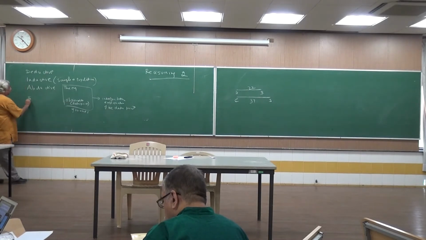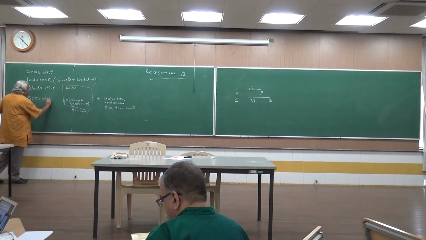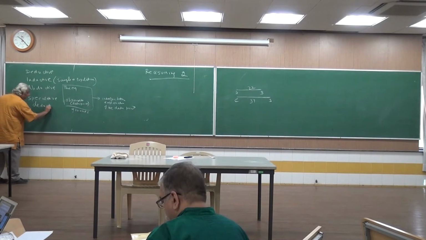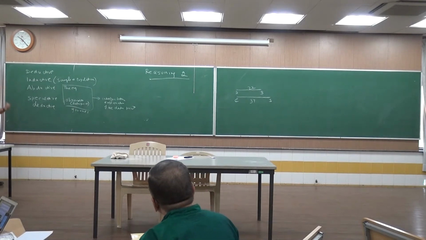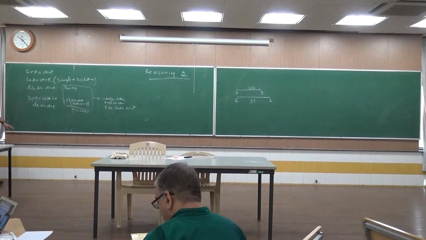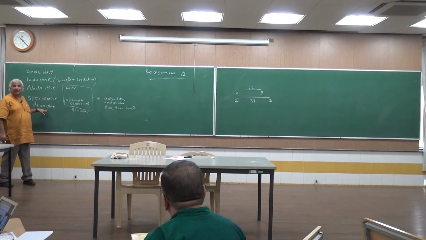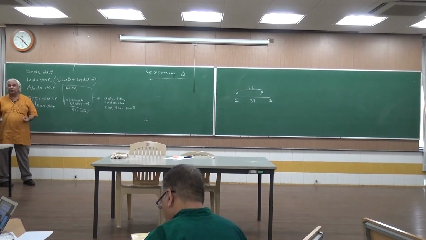The other reasoning that we didn't go through in detail is speculative deductive. And what speculative deductive reasoning does is to justify the theory itself. Here the theory is taken for granted. Here what you're justifying is the theory itself. That's the main difference. And other differences would follow from that.